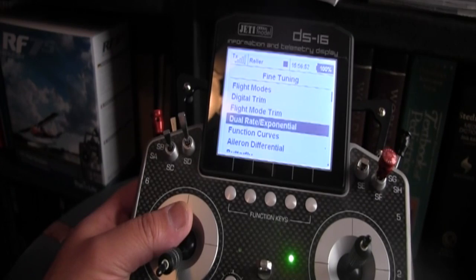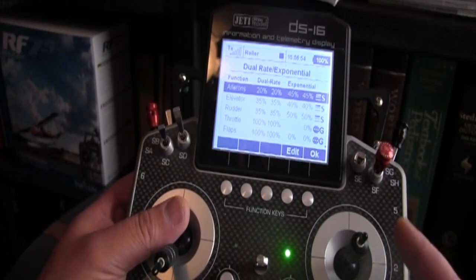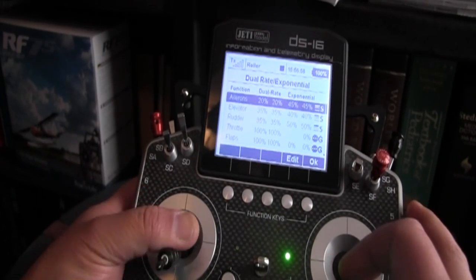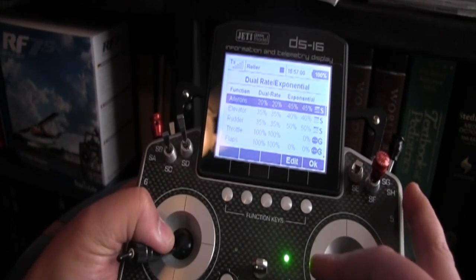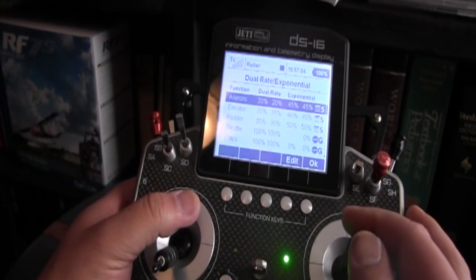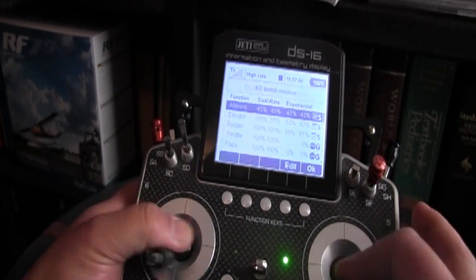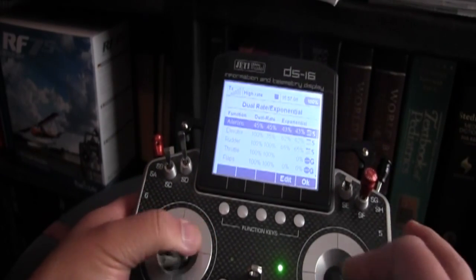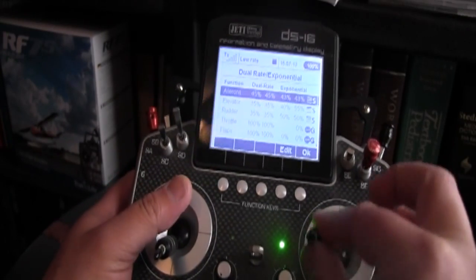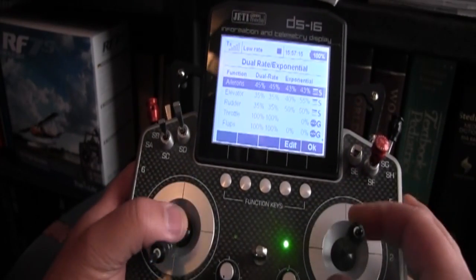then you go to dual rate. So here you can see what's happening. You can see it does not activate those conditions when it's at a different flight mode. But if I put it on low rate, I can fly in all extremes.